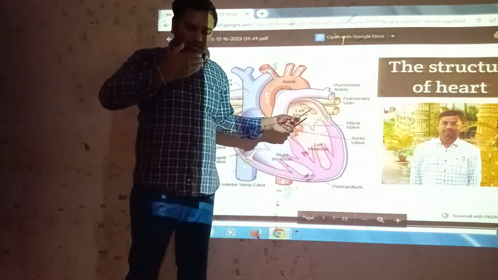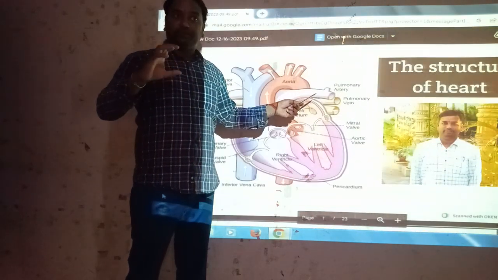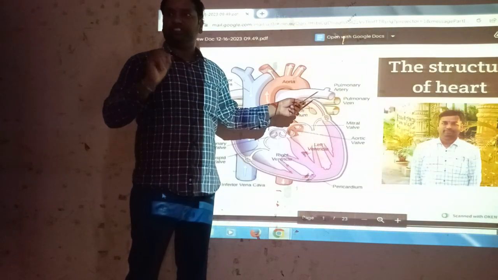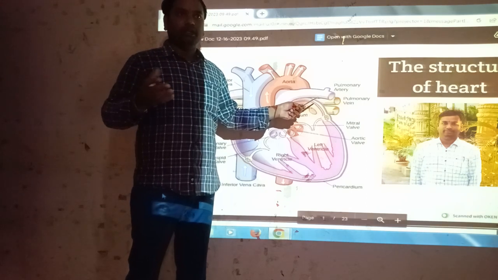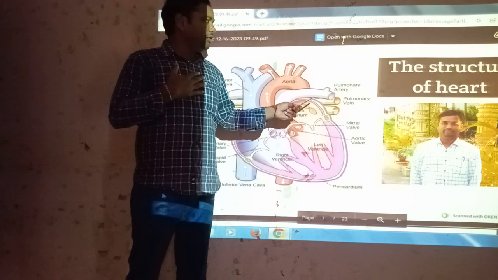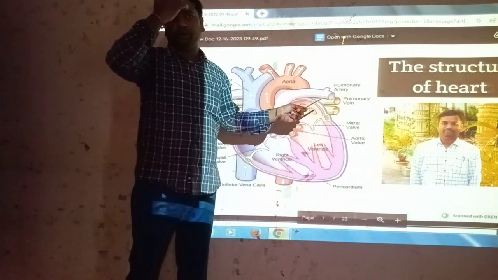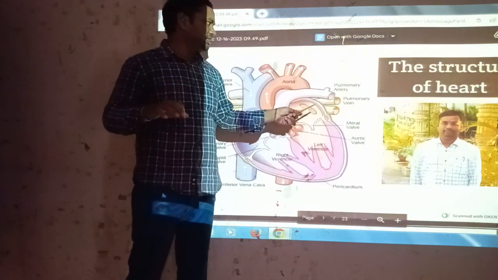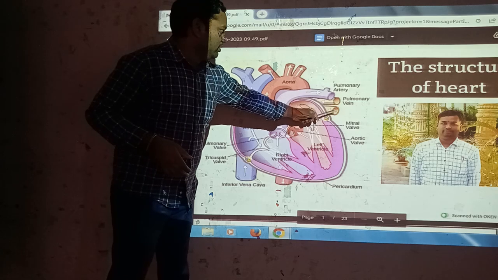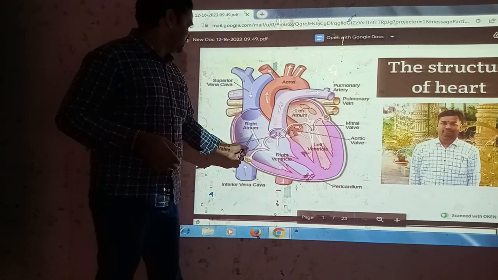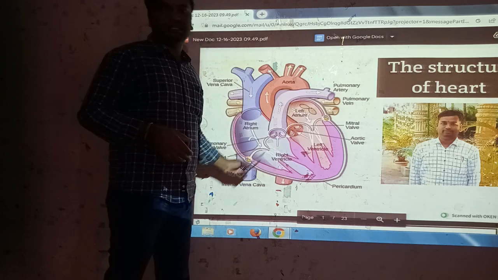Transport means, after digestion, the food material is transported totally; that is the first role. Second role, exchange of gases. Third role, the main important one, to maintain our body temperature constant. Fourth role, protection. Protection means WBC cells, our immune system. This one is the heart structure, totally four chambers: left atrium, left ventricle, right atrium, right ventricle.